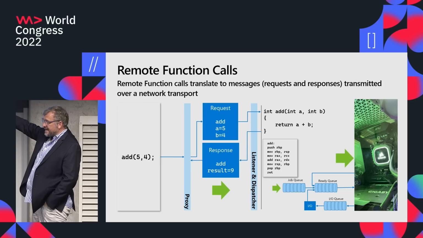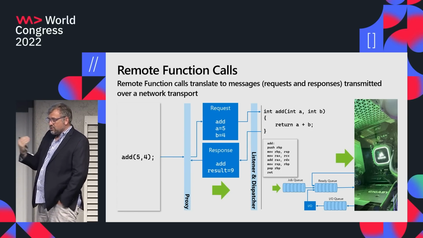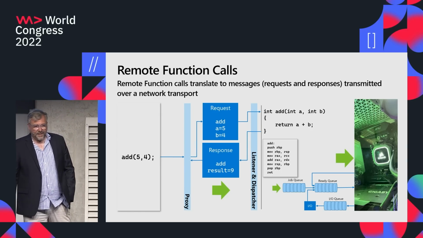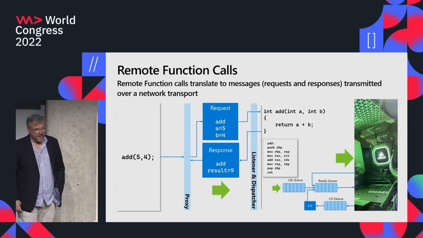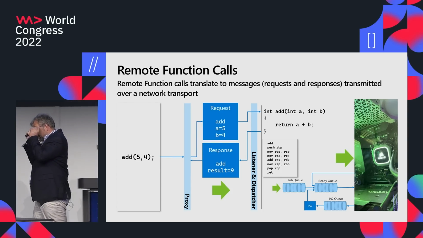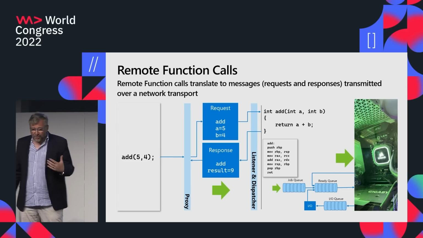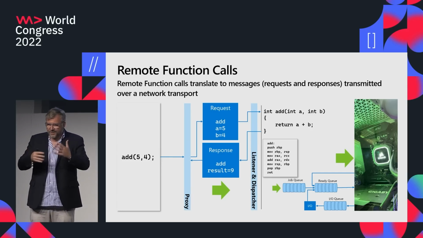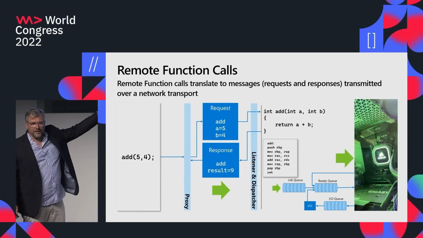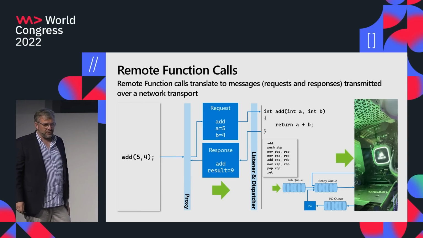The magic is being held by a proxy, which sits on the caller side, and by a listener and dispatcher, which sits on the callee side. On the callee side, those messages are being dispatched, meaning they're being assigned, somehow magically matched to code, which causes the code to be executed. And that's the 4 queues we already talked about.